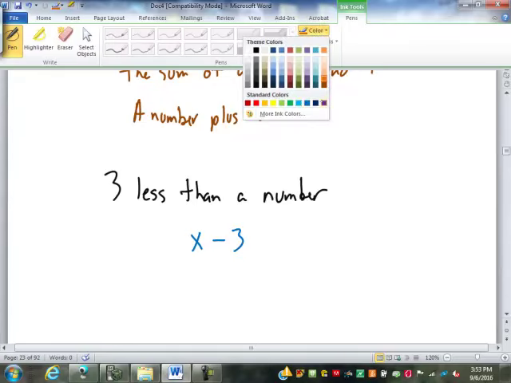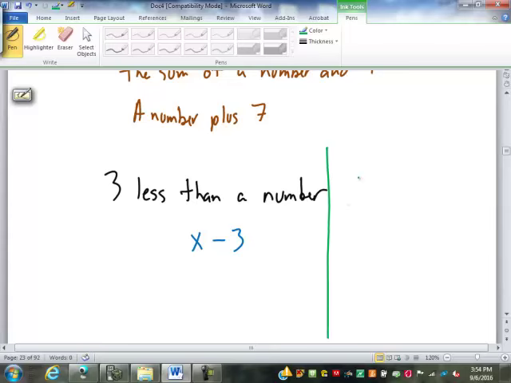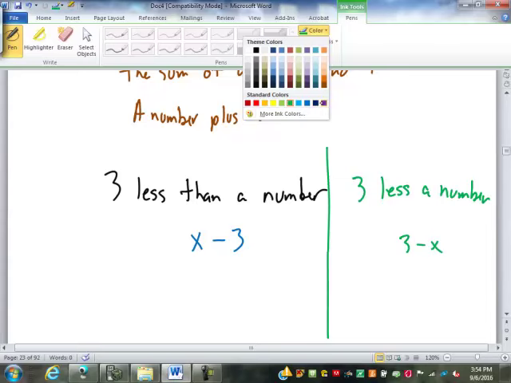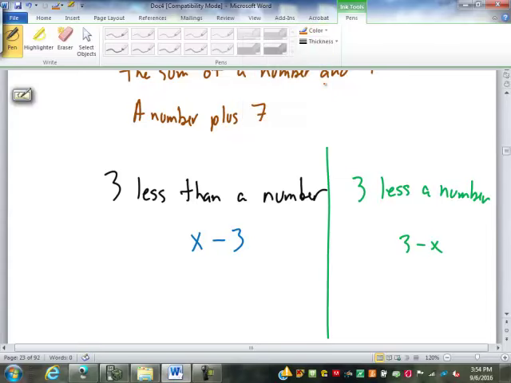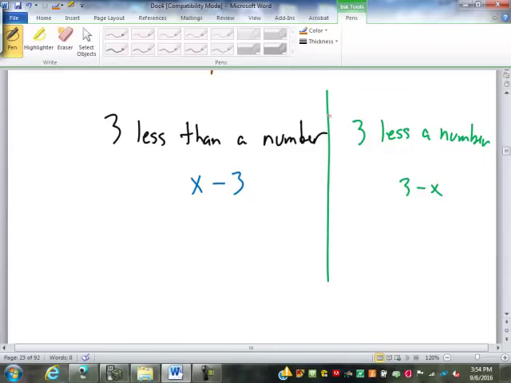If it said 3 less a number, that would be 3 minus X. But the "than" in there makes it X minus 3. Other phrases that might be X minus 3.